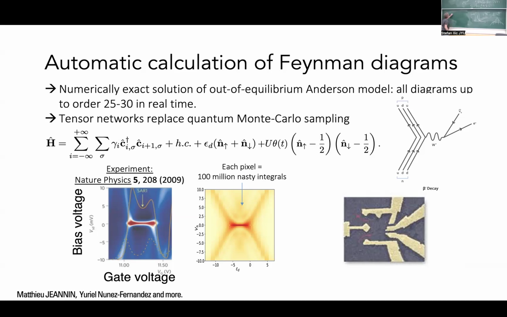Let's say you calculate the current versus bias voltage, etc., but with interaction U. So what's the bare output of the code when you sum all the Feynman diagrams? You get the order 0 contribution, the order 1, order 2, and so on, up to a certain maximum.